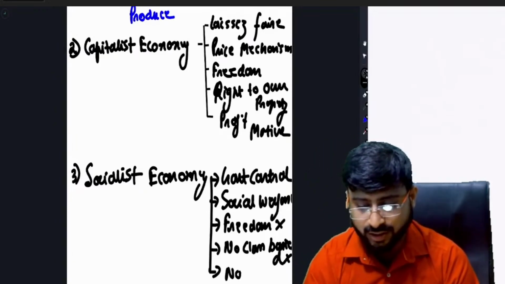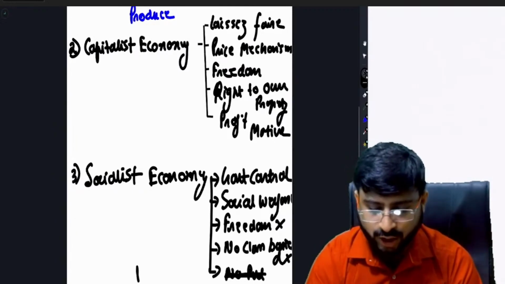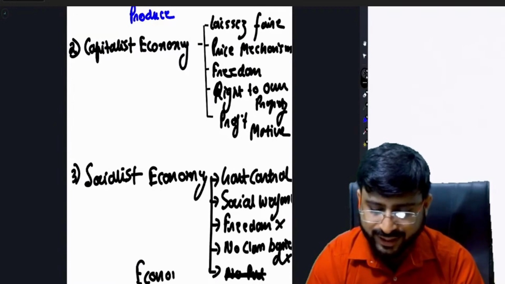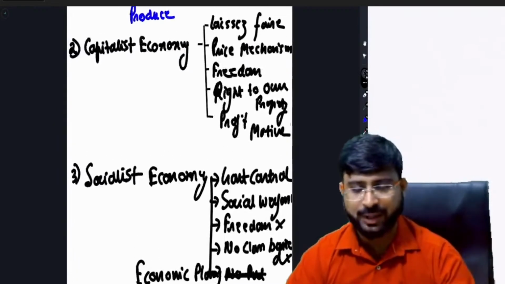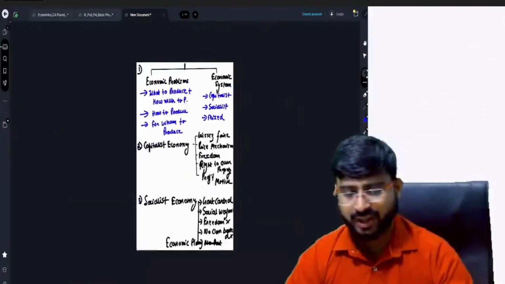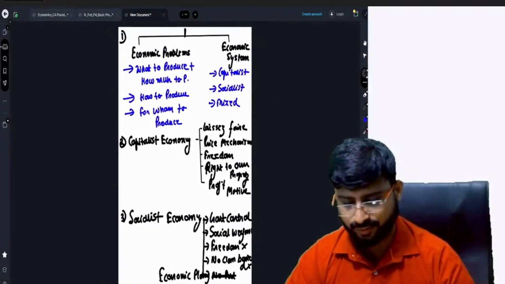No private property here. Another feature is economic planning. That is, government takes all the decisions. Economic planning. That is, all decisions are taken by the government itself.